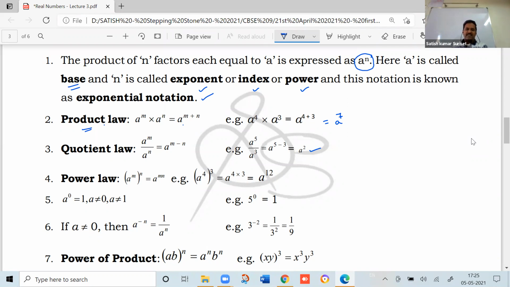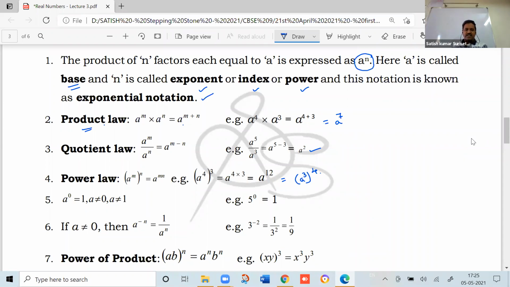Next, power law. a to the power of m whole to the power of n equal to a to the power of mn. So a to the power of 4 whole cube is same as a to the power of 4 into 3, that is a to the power of 12. So even you can write this as a to the power of 3 whole to the power of 4 also, but still the value will be a to the power of 12 only.